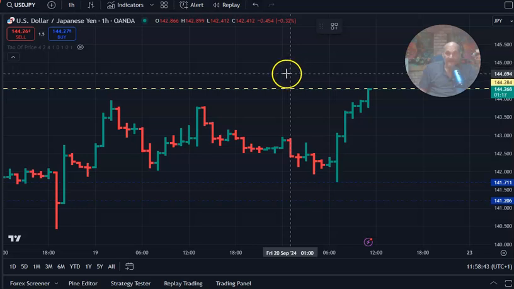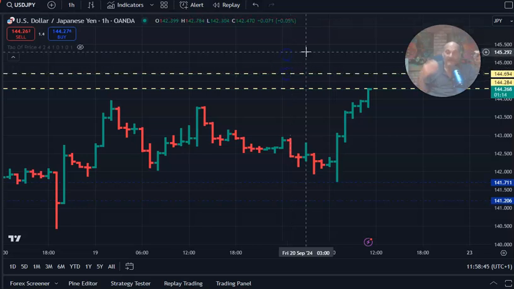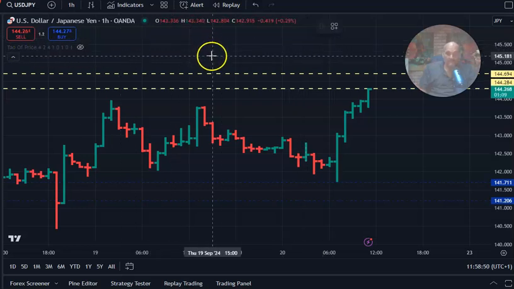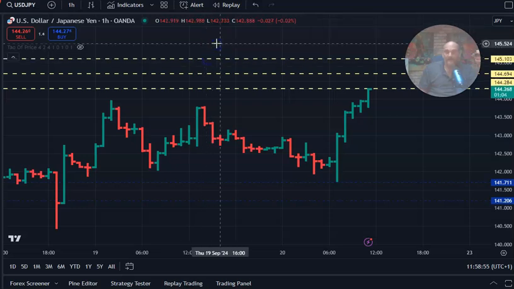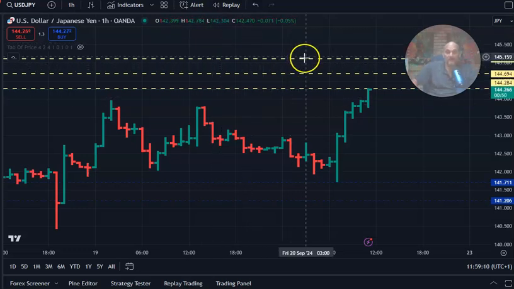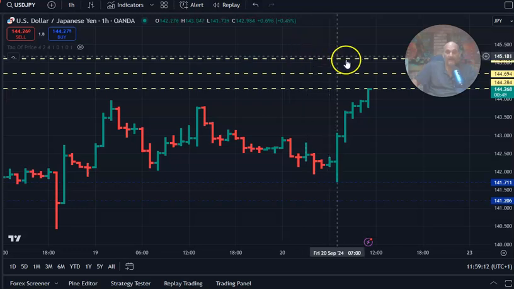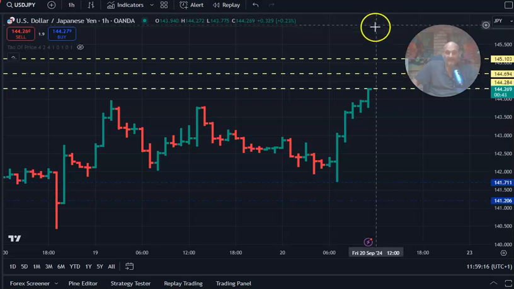144.65, 69, close enough. And then we've got 145.05, 145.10, that's fine. If we get through that today, we're looking at 146.50. I have nothing in between this and that. That means it's going to chop around, but it should use the 145.05 or the 144.70 level as support to bounce back up.